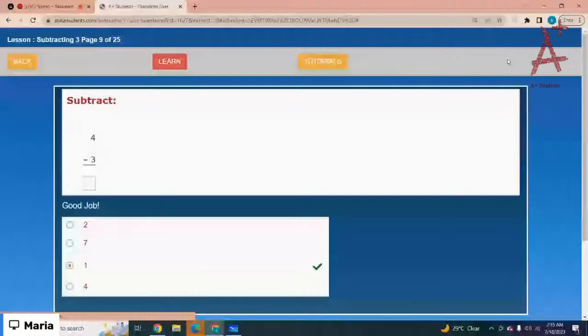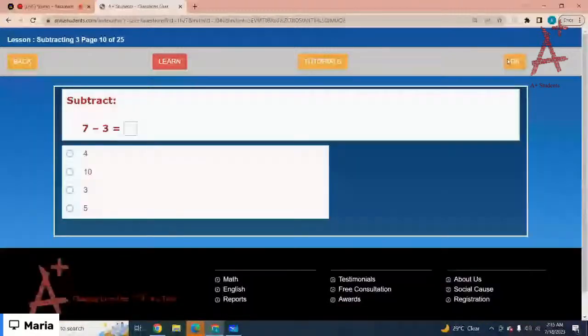The next one is 7 take away 3. Which is the correct option? You are given 4 of the options: 4, 10, 3, and 5. So which is the correct one? 7 take away 3 is 4.